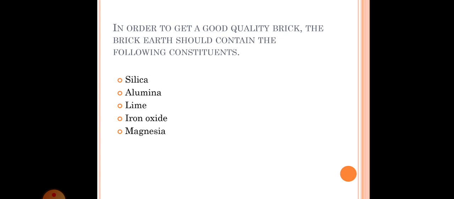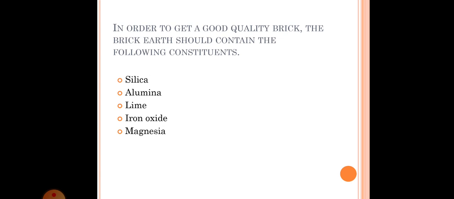Now coming to alumina, this is also an important constituent of brick earth. A good brick earth should contain about 20 to 30% of alumina, and the main purpose of alumina is that it is responsible for the plasticity characteristic of the earth. When you say plasticity of earth, it means the easiness with which it can be handled. How easily you can mold or shape the earth or clay is called plasticity. It is the alumina present in the brick earth which is responsible for this characteristic.